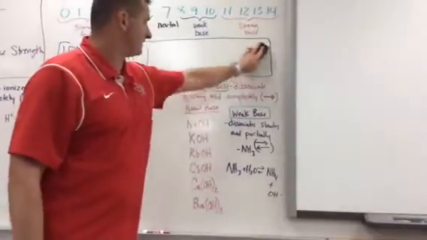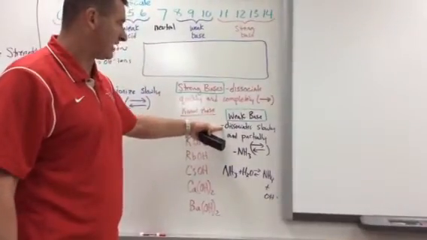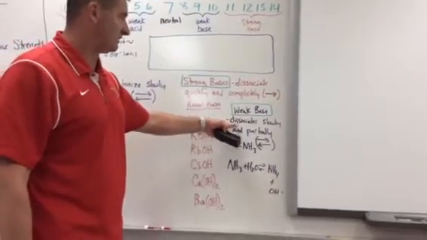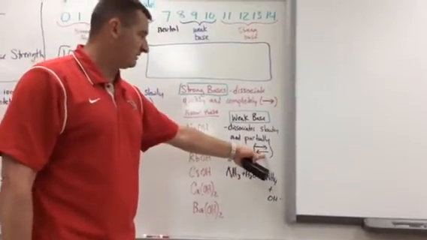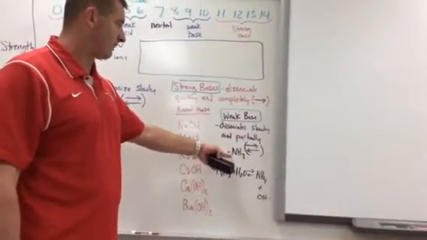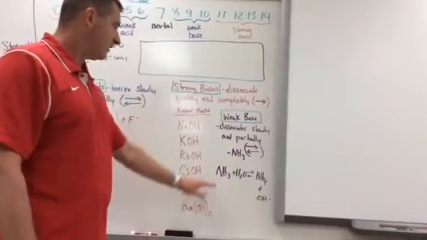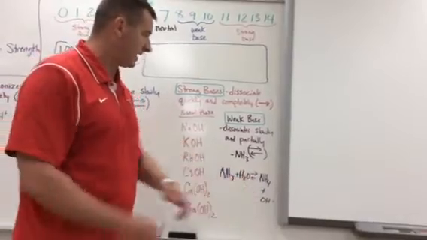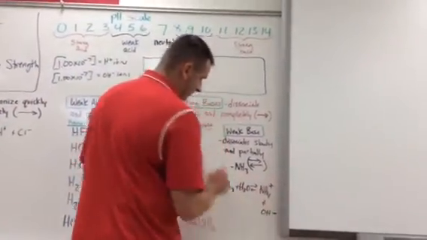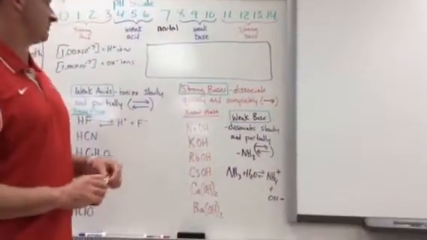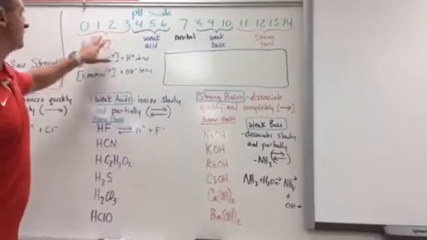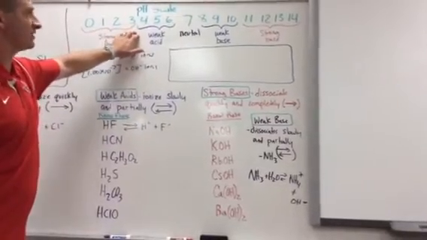And then the last thing is weak bases dissociate slowly and partially, just like weak acids, except instead of ionizing, they dissociate. And there's going to be two arrows again. The easiest weak base to talk about is NH3. NH3 plus water is going to make NH4 plus and OH minus. We talked about those yesterday with conjugate acids and conjugate bases. Now, as far as strong and weak, you can see they're on opposite ends of the pH scale.